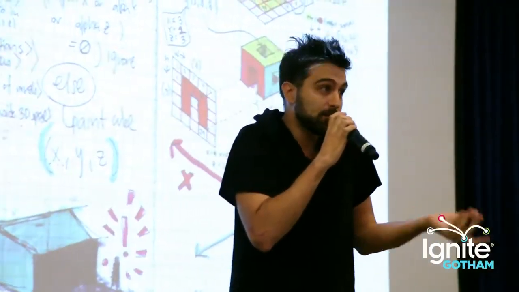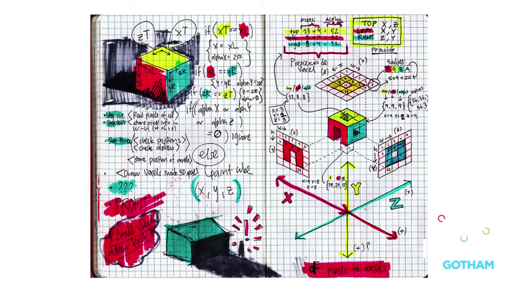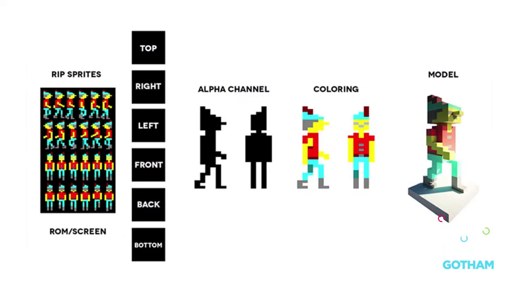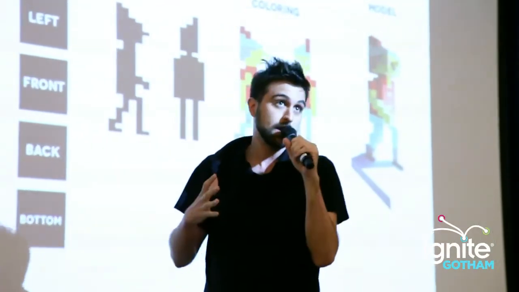I basically come from an architecture background, so I felt like an architect. When you're doing architecture, you grab the six faces that make a house or something, you project them into the middle, and you create an object. So I did exactly the same thing. I would rip the sprites from the games, take all the faces I could get from them, take the alpha channel, take the colors, and then tell the program to make a model in the center.